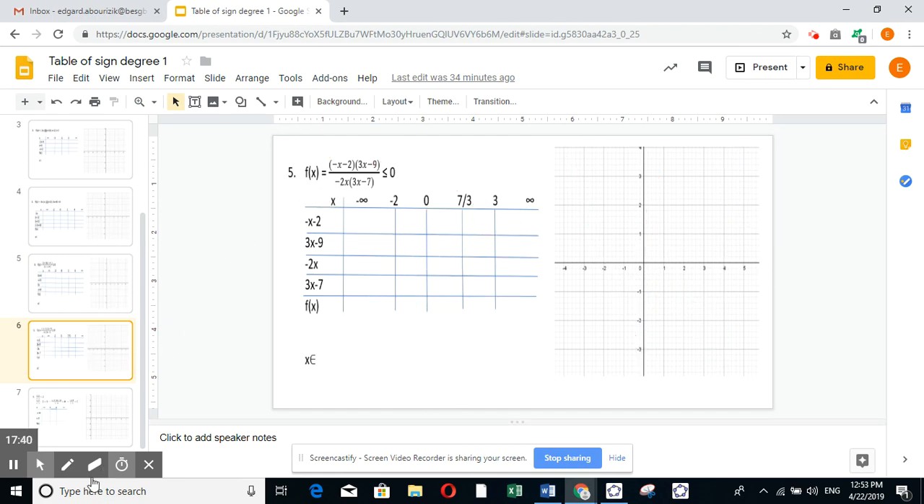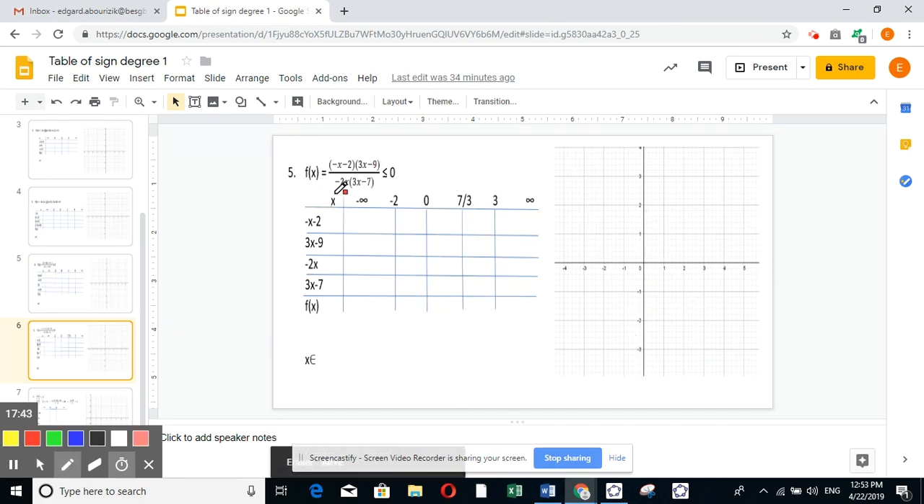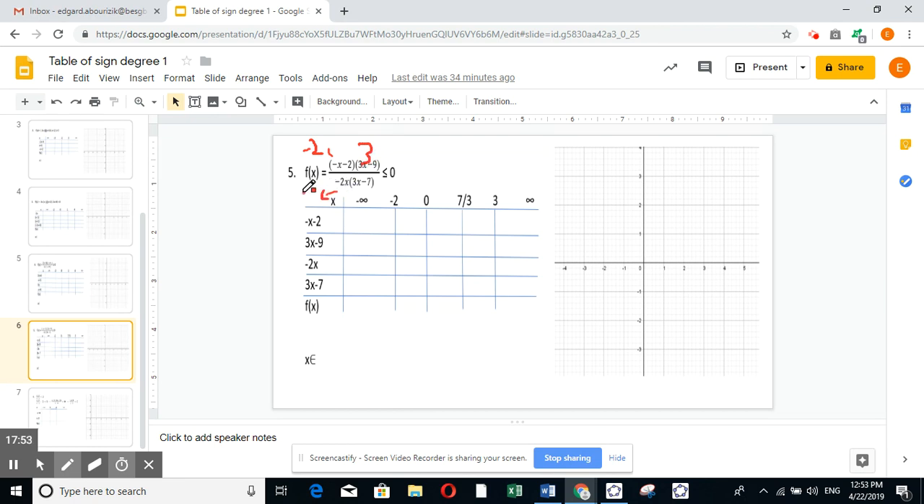Here, also I have numerator and denominator. If I do the roots here, it's minus 2. Here I have the 3. Down I have a vertical asymptote, which is 0, which is undefined. And here I have the 7/3. So I put them in increasing order.